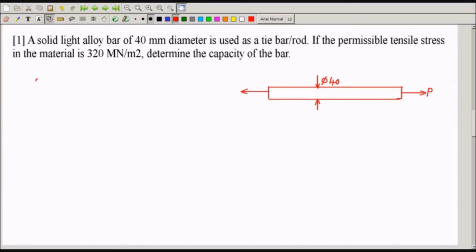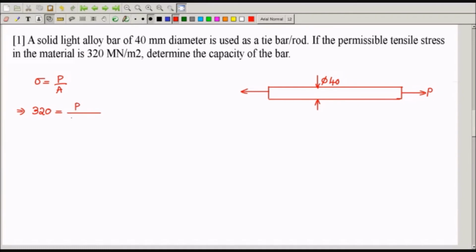By the definition of stress, we know that sigma is equal to P by A. Stress induced sigma is equal to P by A. But induced stress should not exceed 320. It can be equal to 320 or less than that. As a limiting case, we will use 320 as stress induced. So I will substitute sigma as 320. On the right hand side, load is unknown. We have to find out the load.